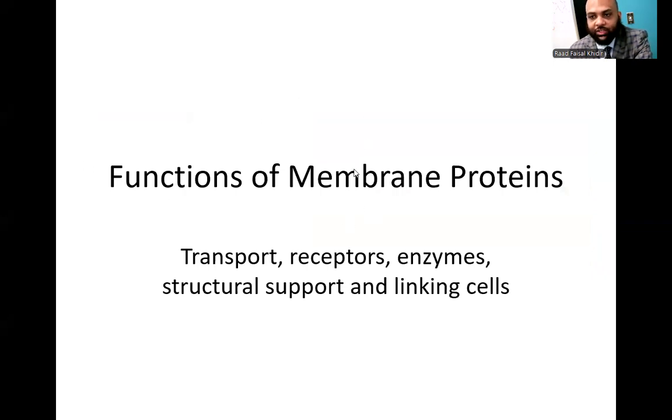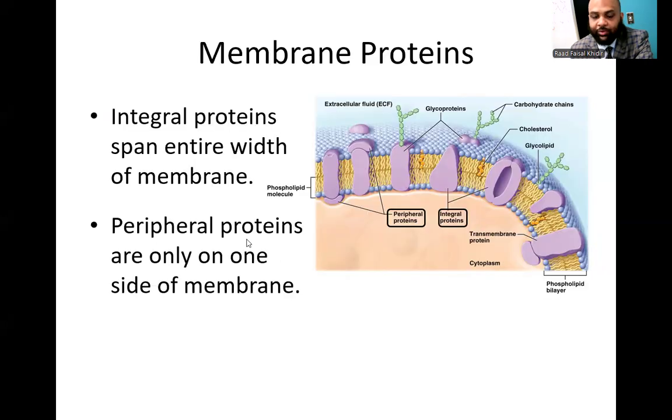What are the functions of the membrane proteins? They transport. For example, bringing in glucose. These transmembrane proteins literally grab and bring in glucose, called facilitated diffusion. They can also be receptors. We talked about that with epinephrine.